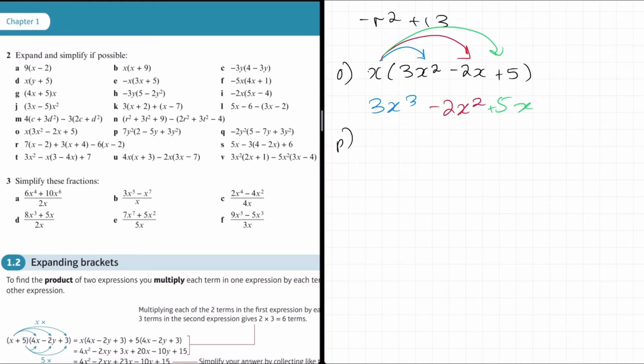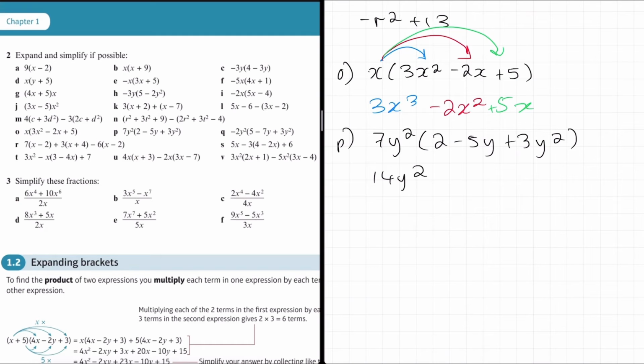P. We have 7y squared times 2 minus 5y plus 3y squared. So 7y squared times 2 is 14y squared. 7y squared times minus 5y is minus 35y cubed. And then we have 7y squared times 3y squared, which is 21y to the power of 4. Q.